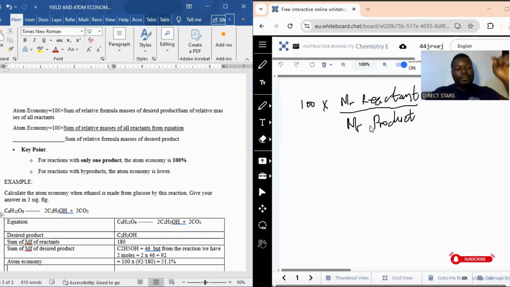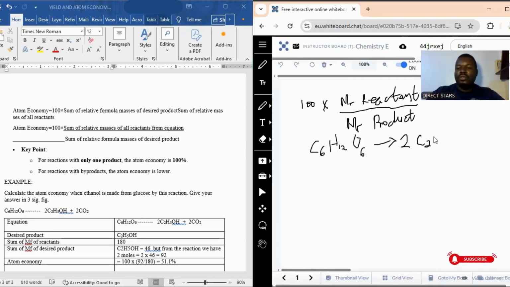So let's start with the relative masses of all the reactants in this equation. We have glucose, which is C6H12O6. That is the formula for glucose, which is then fermented to give us 2 moles of ethanol and 2 molecules of carbon dioxide. Okay, so we go with that now. Let's start with the glucose.